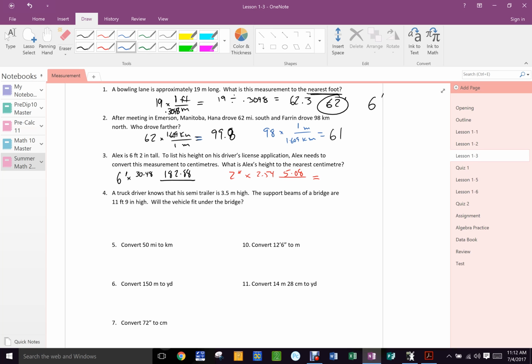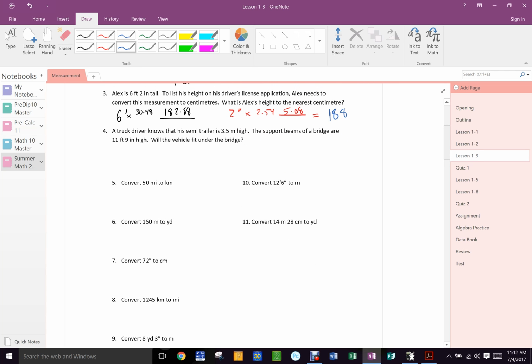Easy peasy, you just add them up. 188. Because it's to the nearest centimeter, and it'll show up in a second. And then the 8 will disappear. Everybody cool? So please notice, there is not a lot of math in this whole unit. It's practice. And eventually it takes 2 seconds to do everything.